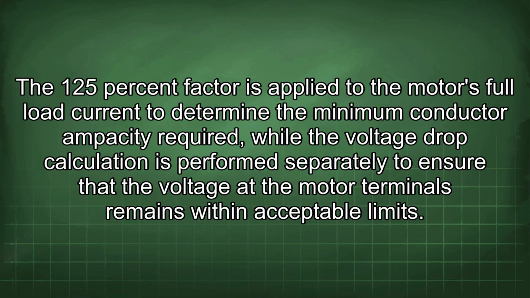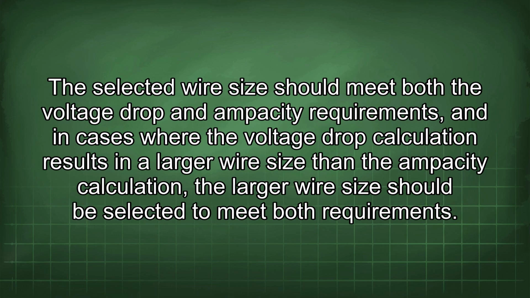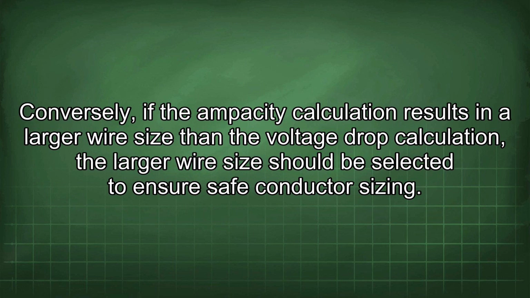The 125% factor is applied to the motor's full load current to determine the minimum conductor ampacity required, while the voltage drop calculation is performed separately to ensure that the voltage at the motor terminals remains within acceptable limits. The selected wire size should meet both the voltage drop and ampacity requirements, and in cases where the voltage drop calculation results in a larger wire size than the ampacity calculation, a larger wire size should be selected to meet both requirements. Conversely, if the ampacity calculation results in a larger wire size than the voltage drop calculation, the larger wire size should be selected to ensure safe conductor sizing.